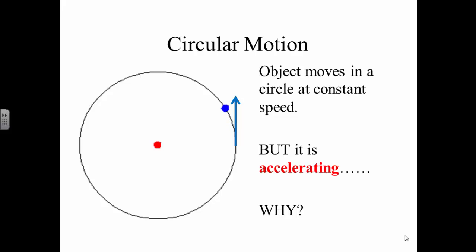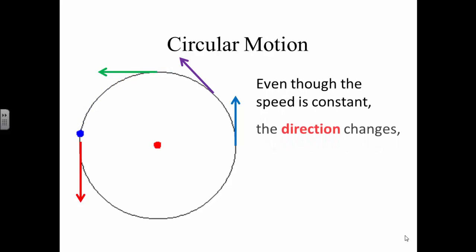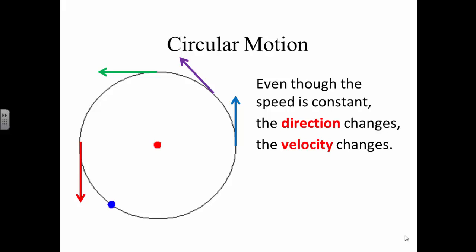Look at here, then here, then here, and then carry on. If you notice, even though the speed is constant, the direction is changing, and this is why it's accelerating. And if the direction is changing, by definition, the velocity is changing, because velocity is a vector, which means it has direction.